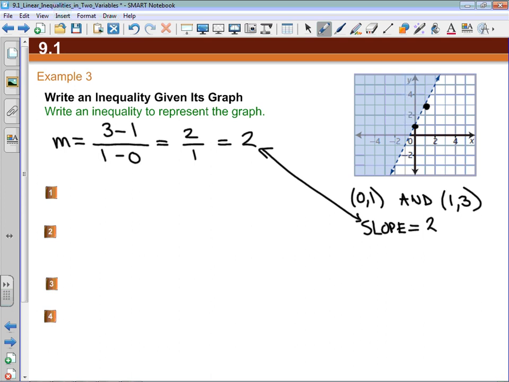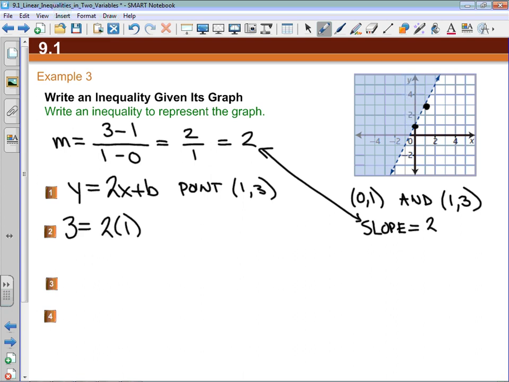I am a big fan of using y equals mx plus b. It depends on what you're comfortable with. I'm going to use y equals mx plus b, and we know what b is. b is 1 because that's the y-intercept. But I want to show you it works regardless. So this is y equals 2x plus b. And we know it goes through the point (1, 3). So if I put (1, 3) into that, I get that 3 is equal to 2 times 1 plus b. 3 is equal to 2 plus b. When I subtract the 2, I get that 1 is equal to b. Now, what this means is that the dotted line can be represented by y equals 2x plus 1.